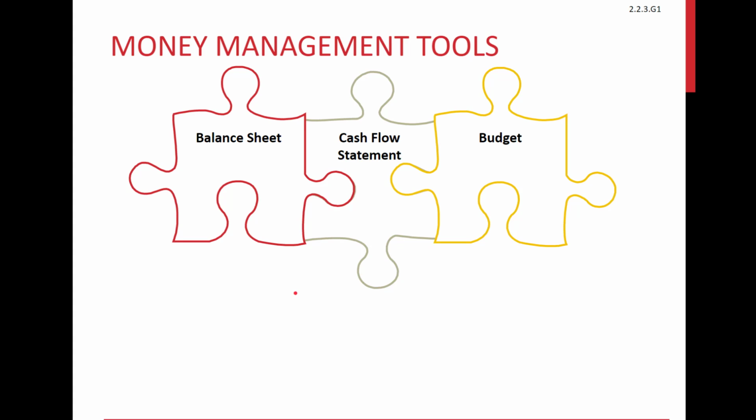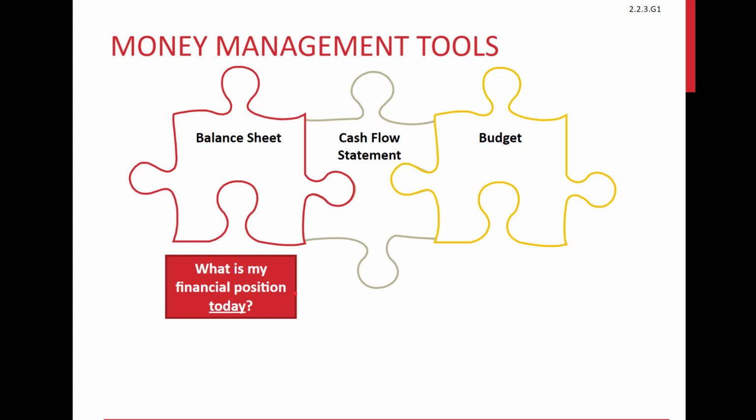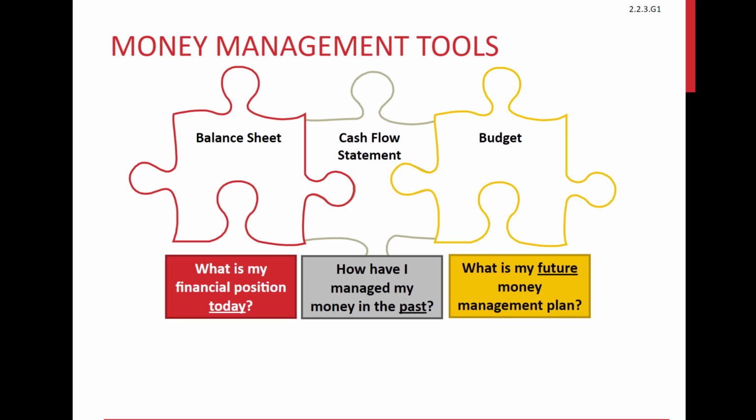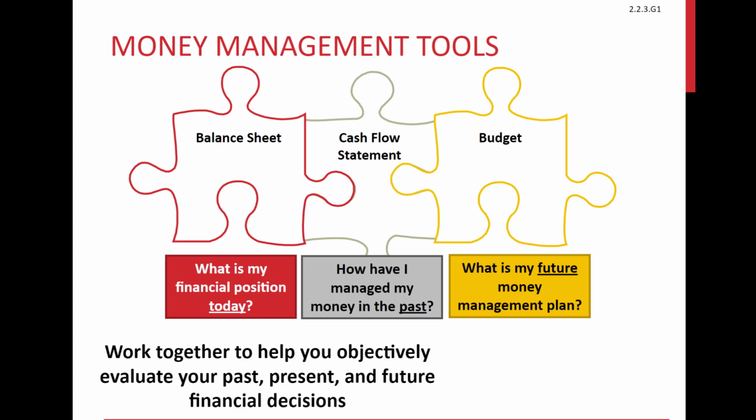You have three money management tools that work together to help you manage your money and therefore increase your net worth. The first is the balance sheet, and that tells you your financial position today. Then you have your cash flow statement that tells you how you have managed your money in the past. And then you have a budget. That is your future money management plan. So they work together to help you objectively evaluate your past, present, and future financial decisions. That's how you reach the net worth level that you want.